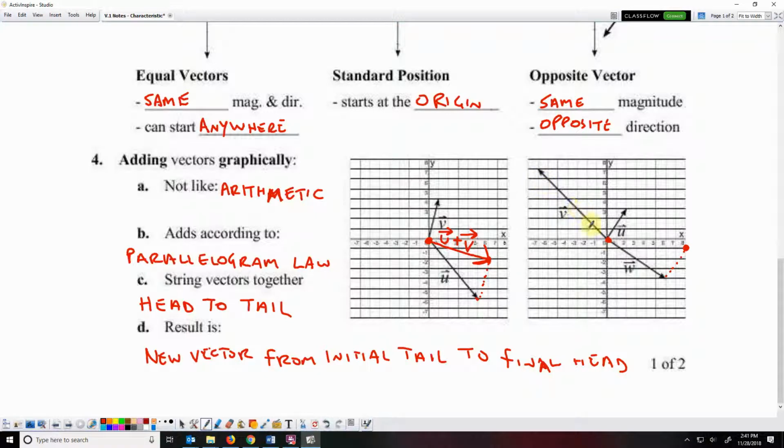Then I'm going to take vector v and slide its tail to this head. Vector v goes left 7 and up 7. So from here, I'm going to go left 7 and up 7. So there is vector v moved over to here. I don't have any left to move. I always leave one right where it is and move the others. So from the initial tail to that final head is my resultant vector.